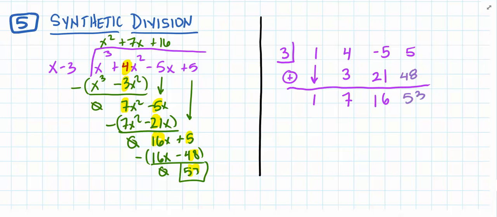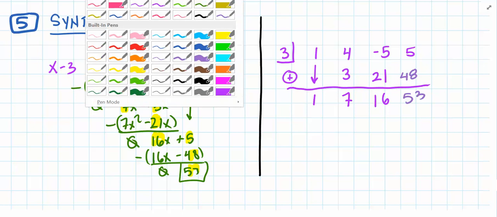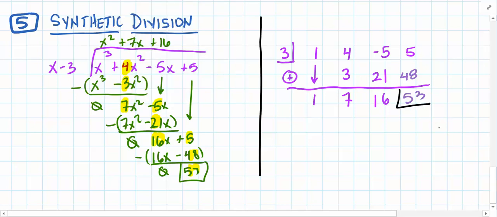So here's our remainder. You're right. Here's the remainder, okay? What does this part represent? Yeah, this represents the quotient. This represents your x squared plus your 7x plus your 16.